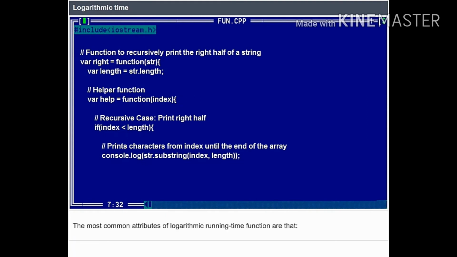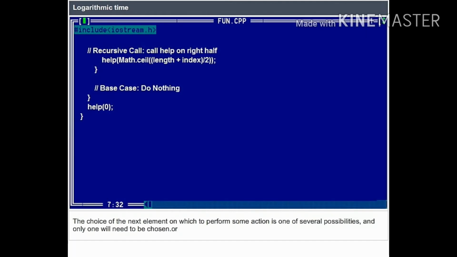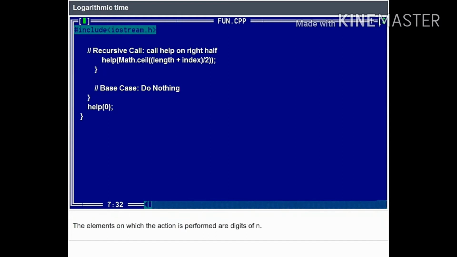Logarithmic time. The most common attributes of a logarithmic running time function are that the choice of the next element on which to perform some action is one of several possibilities, and only one will need to be chosen. Or the elements on which the action is performed are digits of n.